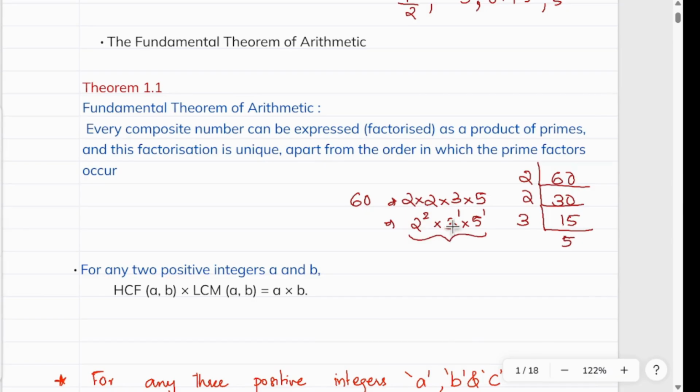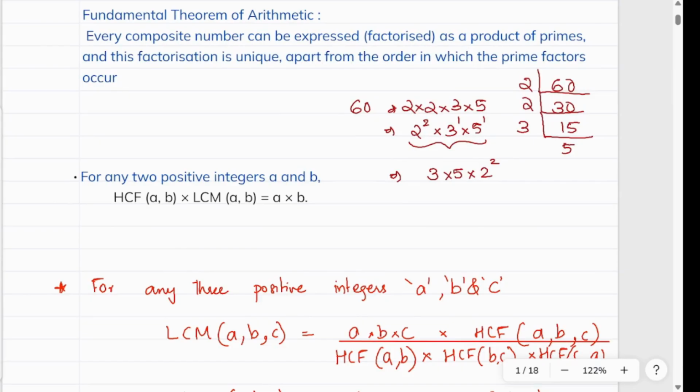Now look, these all are what? Prime numbers, right? So every composite number, here 60 is a composite number, it can be expressed as what? Product of primes. And this factorization is unique apart from the order in which the prime factors appear. If I want to reorder this one, how can I write? 3 into 5 into 2 raised to 2. That's also correct. So this is the fundamental theorem of arithmetic.